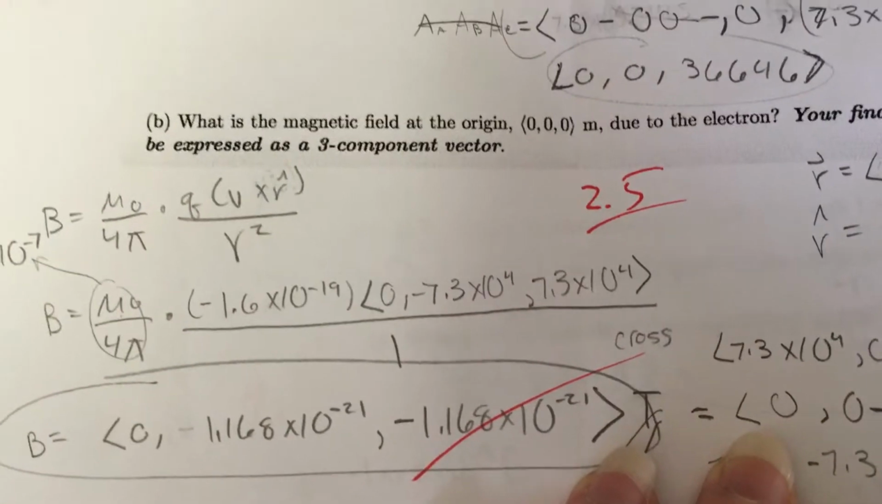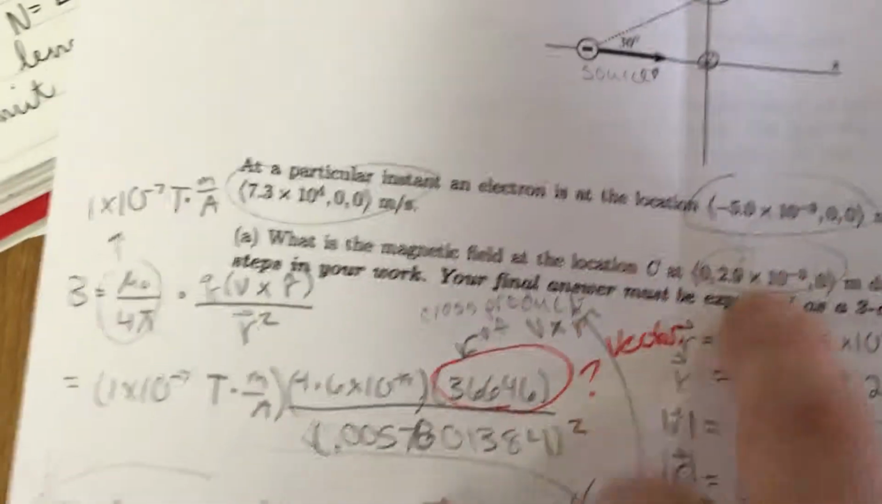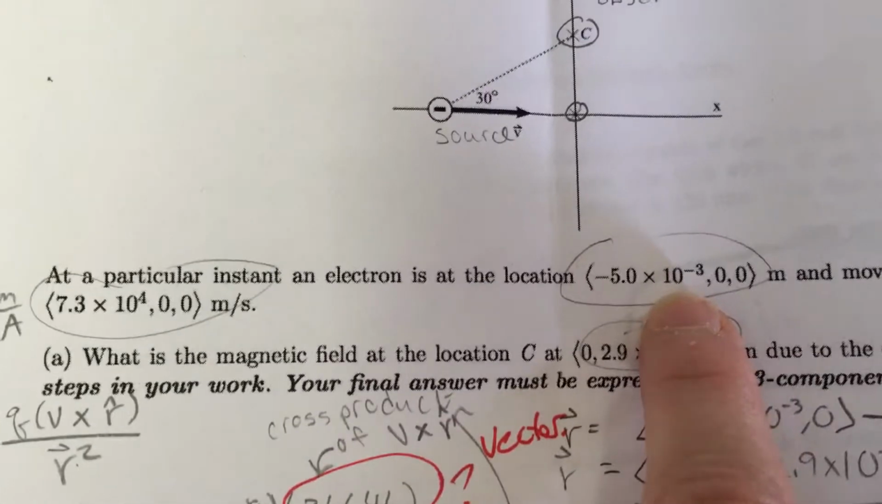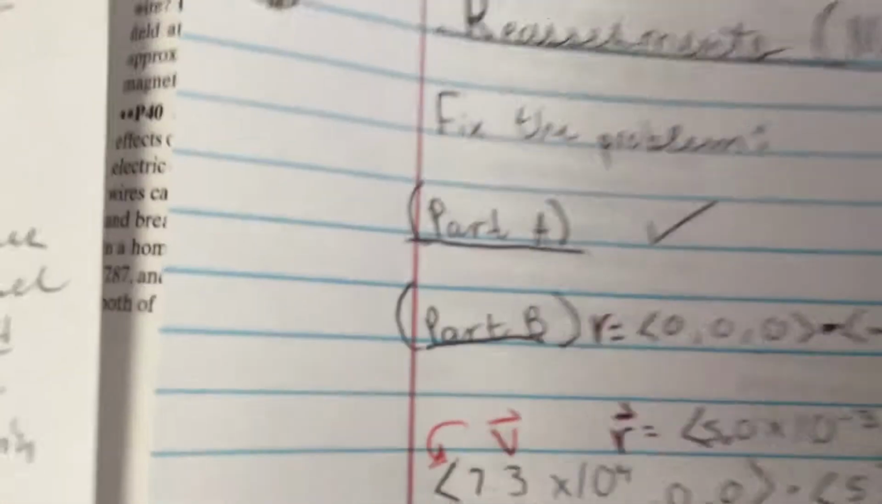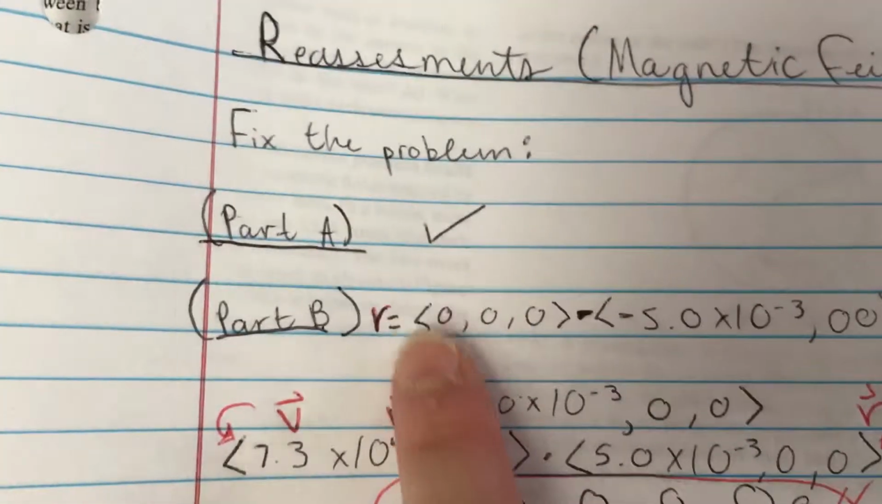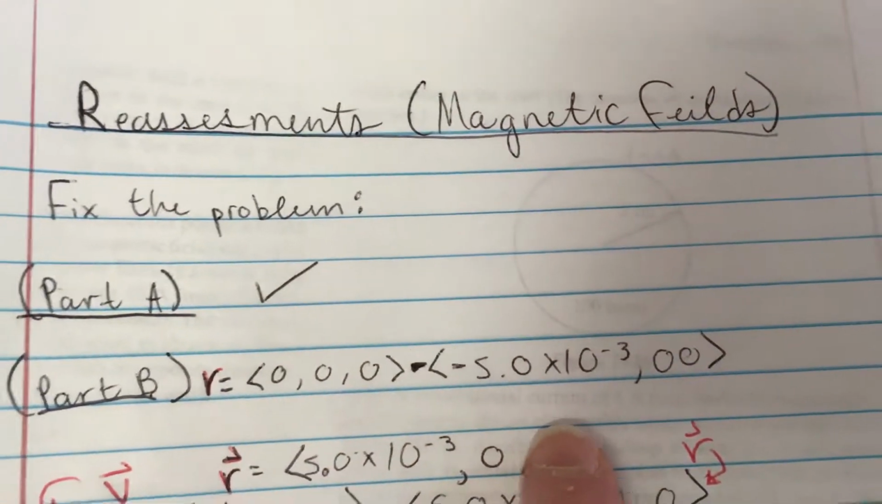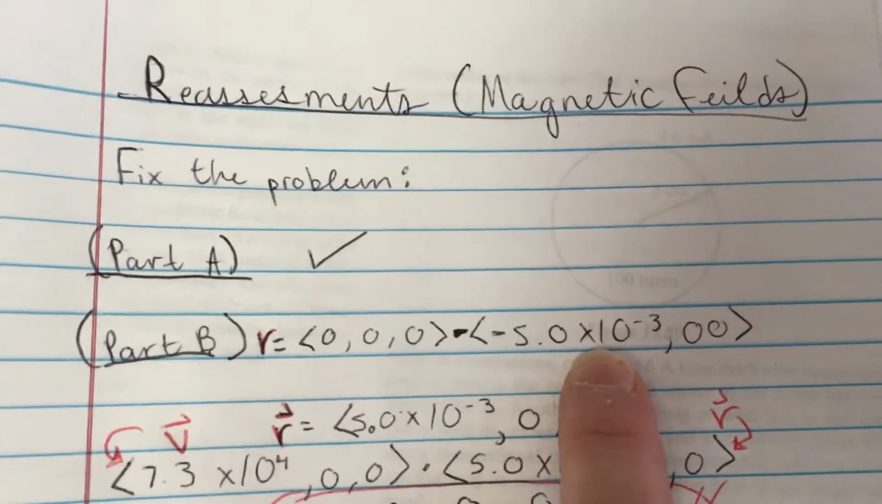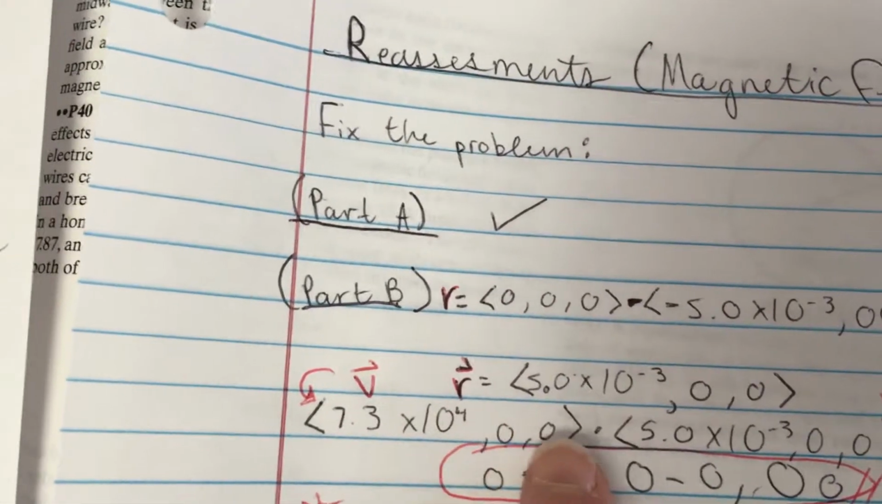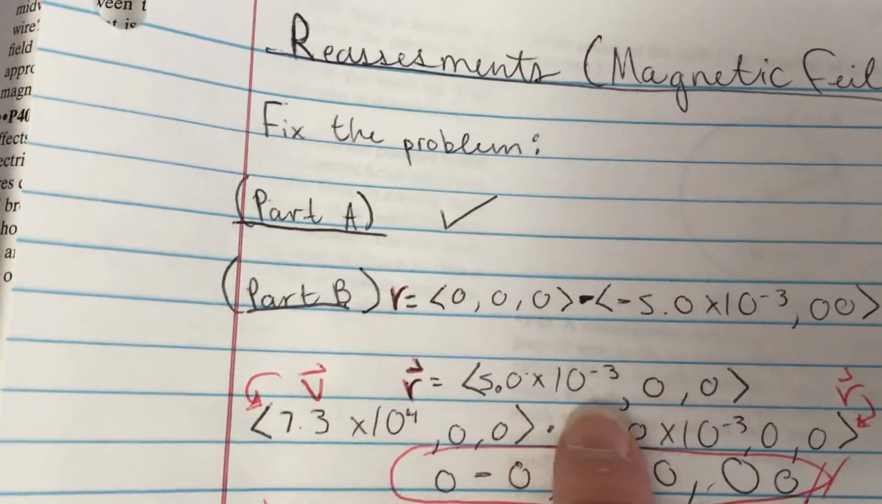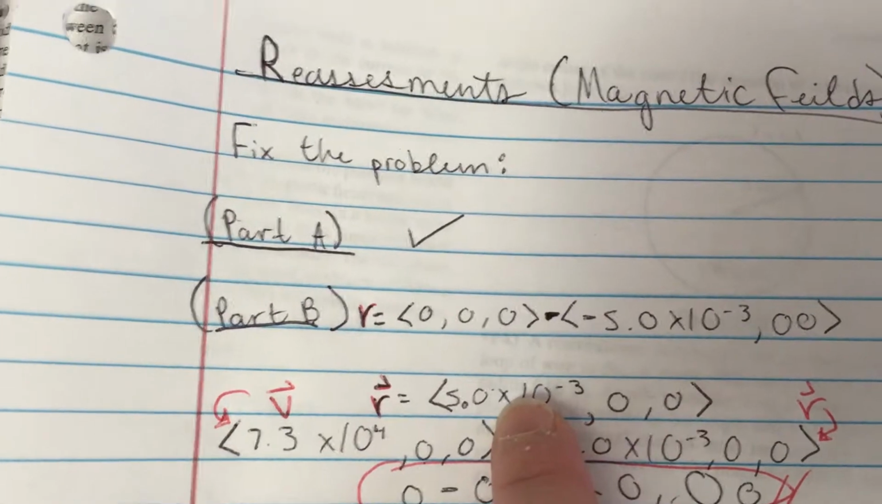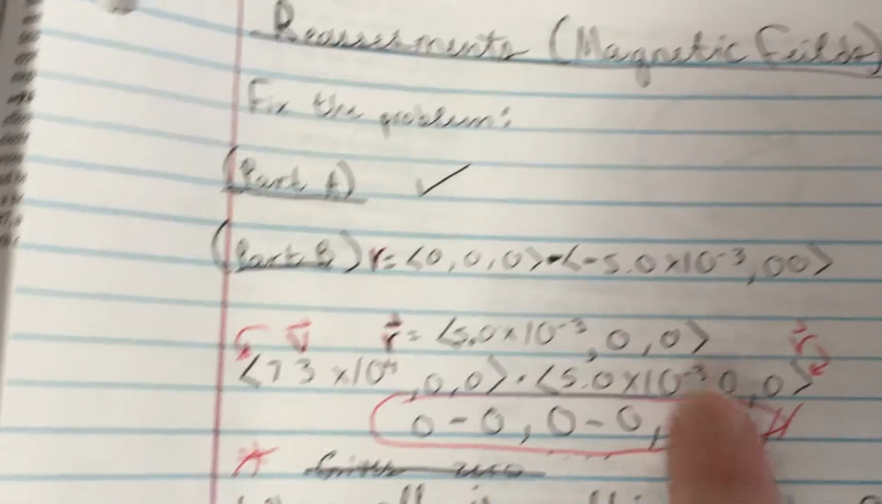It says, what is the magnetic field at the origin due to the electron? I accidentally used the location C instead of using the location of the electron, so I fixed it. I got my new R, which was the origin minus the location of the electron. R then was 5.0 times 10 to the negative third for the x location, then 0 and 0.